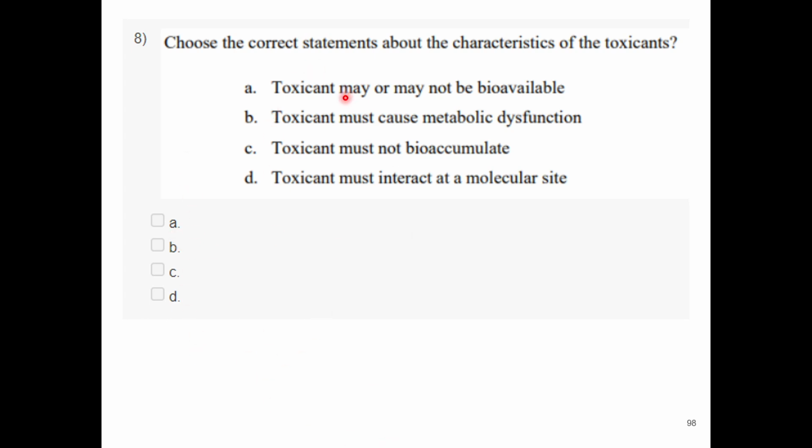So first statement is toxicant may or may not be bioavailable. So that is a wrong statement because it must be bioavailable. If you remember, so A is the wrong option, incorrect option. Second, B.